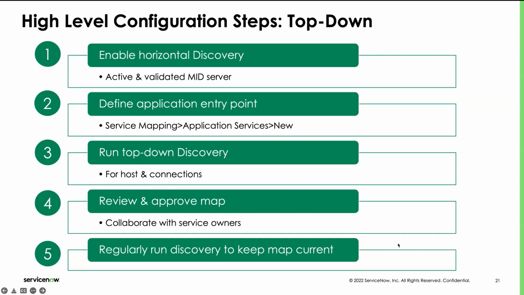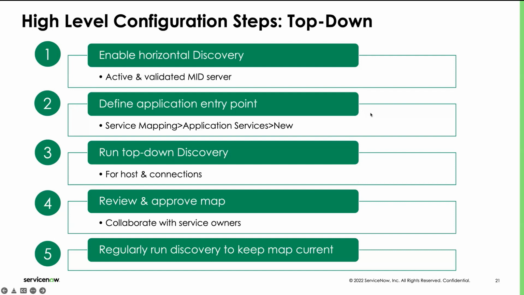So for our first step, again, this is our top-down service mapping method. In our first step, we're making sure we enable horizontal discovery, right? So we already have to have our MID Server installed. We have to have it active, validated, and we have to have horizontal discovery run so that our CMDB is nicely populated so we can use that as a data source to map out our service map from there.